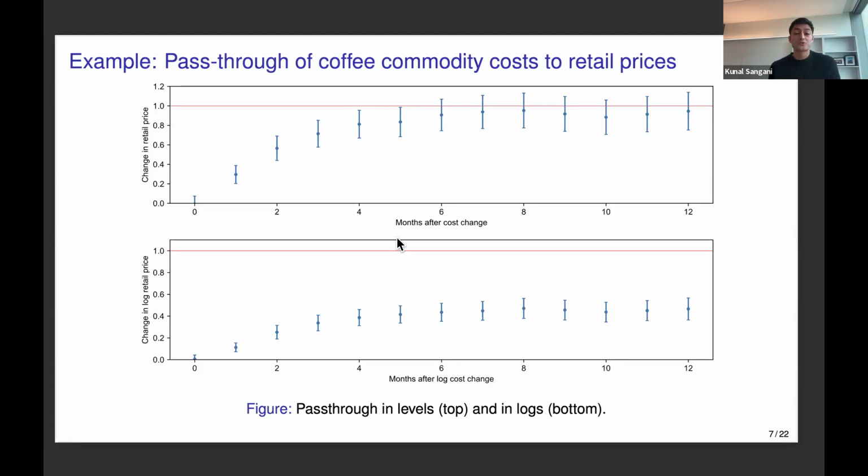That mechanically means that the pass-through measured in percentage terms is going to look incomplete. And so if you run this specification in logs, which is shown in the bottom panel, you of course get this incomplete pass-through at a rate of about 30 or 40%. Okay, well, maybe this is just a coincidence for coffee. Maybe the degree of markup adjustment just so happens to coincide with complete pass-through in levels.